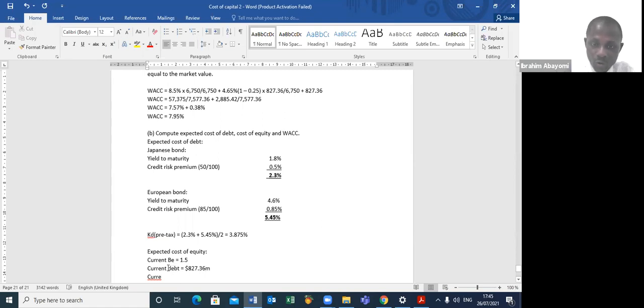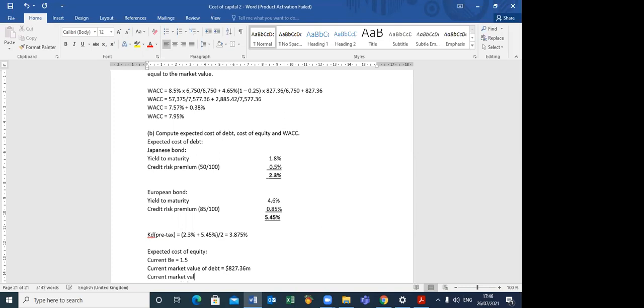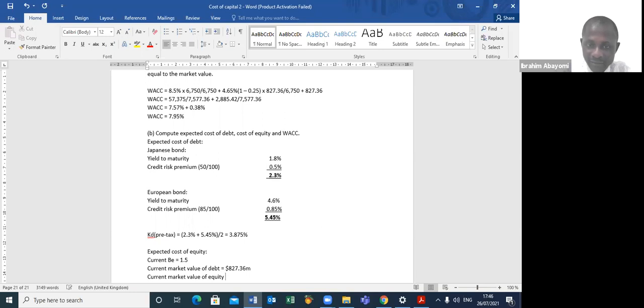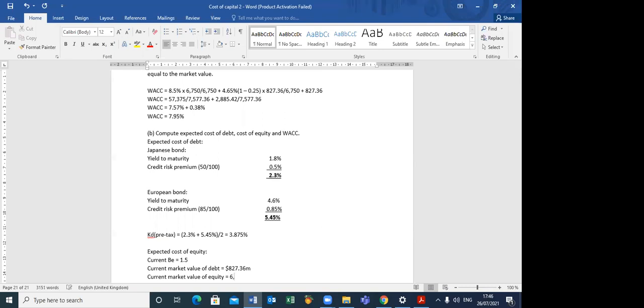Let me put it that way. Current market value of debt. So what is the current market value of equity? Current market value of equity is, what did you compute earlier? That is 6,750.